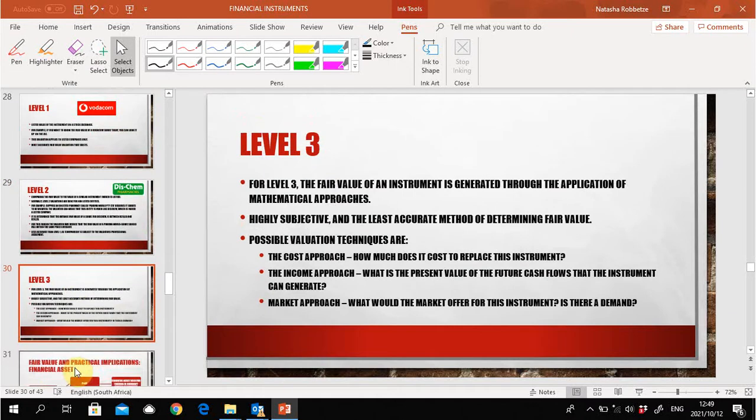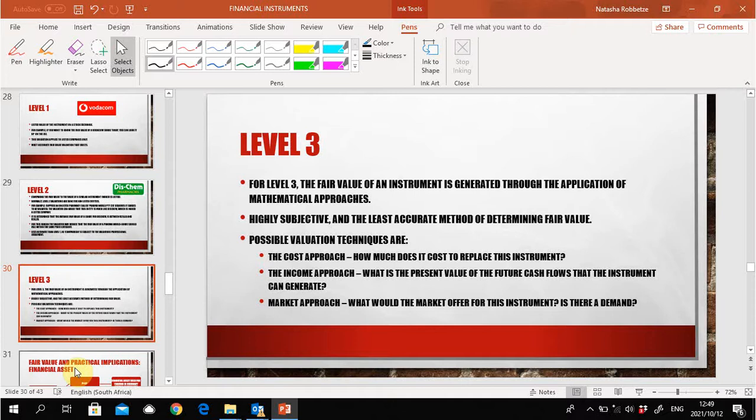Right, the last and least popular is the fair value level 3. So for level 3, you have an instrument which cannot be compared to a listed company.